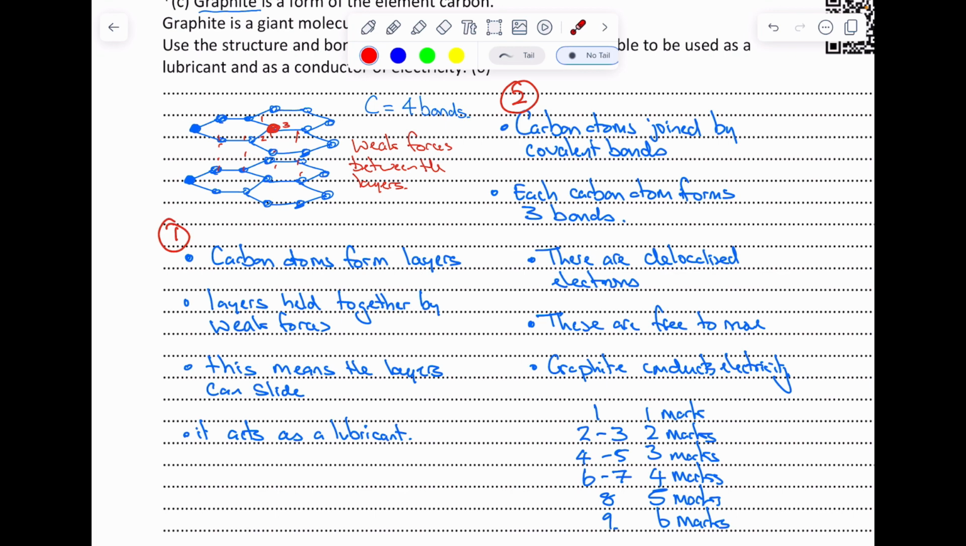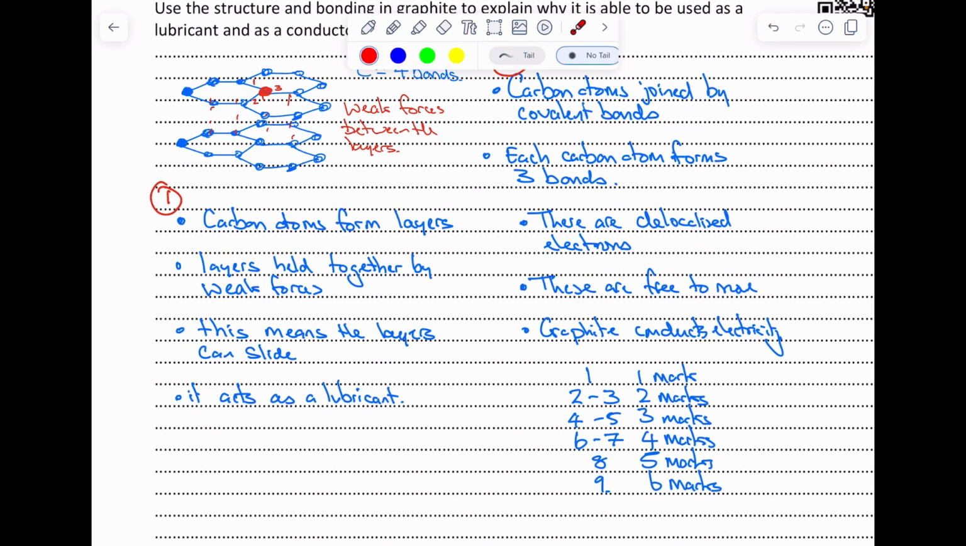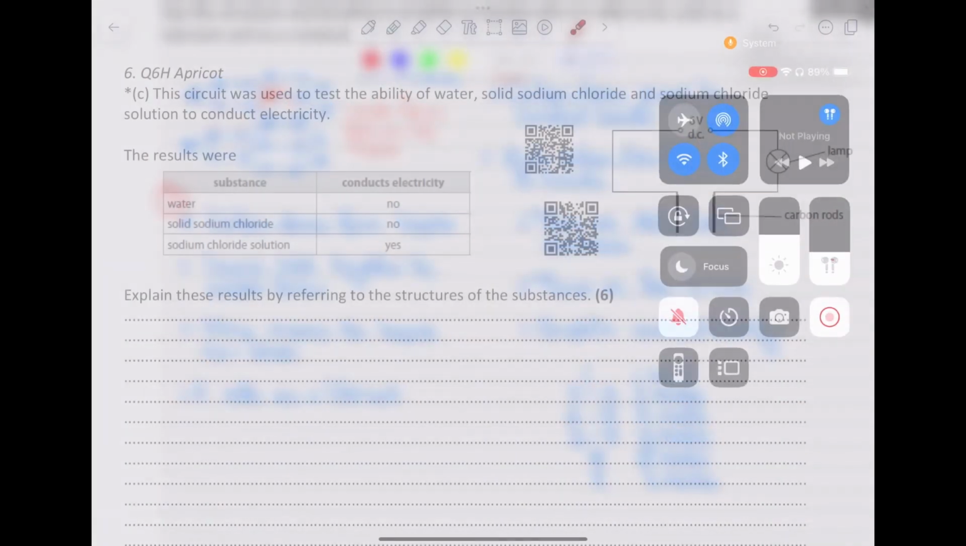Now this question is worth 6 marks, so the way that you can think about it is if you got all 9 bullet points, give yourself 6, and then 8 bullet points, 5, and so on as you go down the mark scheme. You can pause it again, check your answers, work out how many marks you got, and then move on to the next question when you're ready.